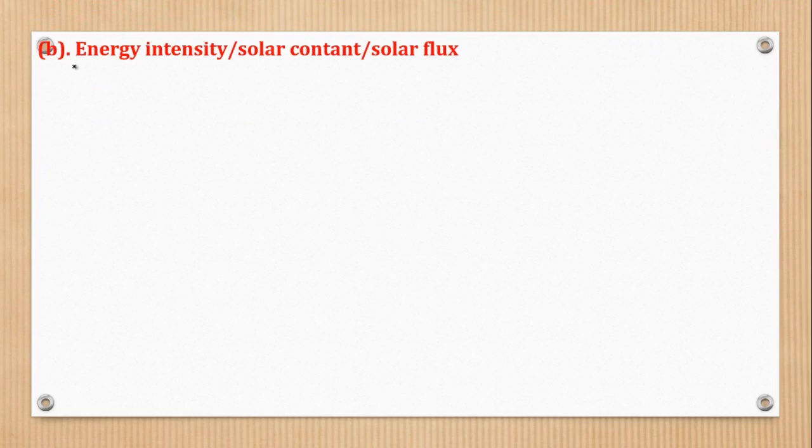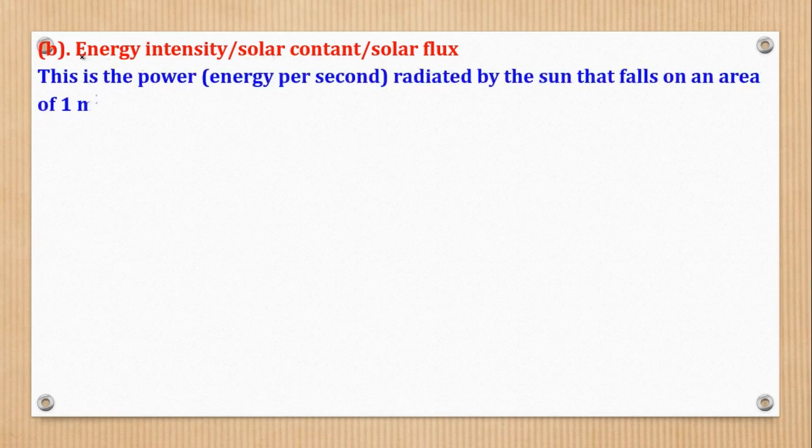So that was power radiated by the sun. What about energy intensity of the sun, or solar constant, or solar flux? All these three words mean the same: energy intensity, solar constant, and solar flux. They all mean the same. So what is it? Energy intensity, in short, is energy per second.